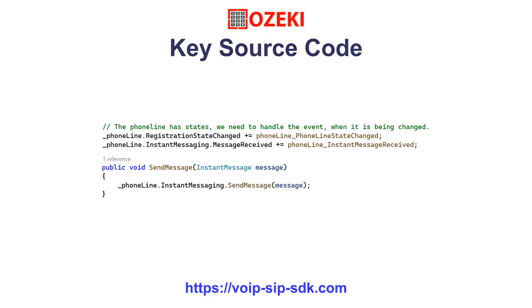The core of this example is how instant messaging attaches directly to the phone line rather than to a call. During registration, the soft phone subscribes to the phone line's message received event, and the send message method hands an outgoing message to that same instant messaging object, with no call, microphone, or speaker involved at any point.